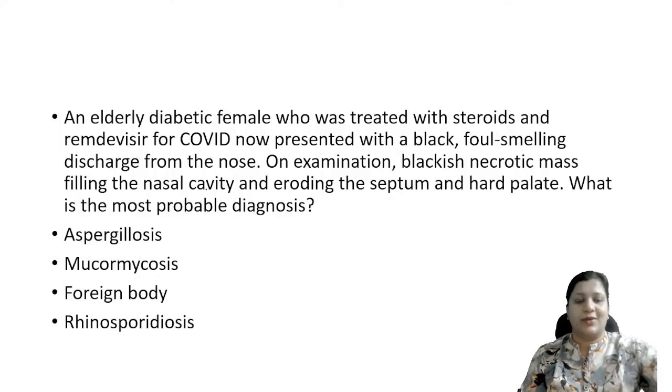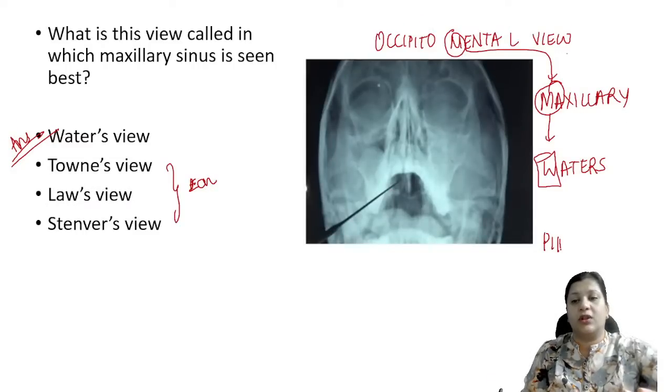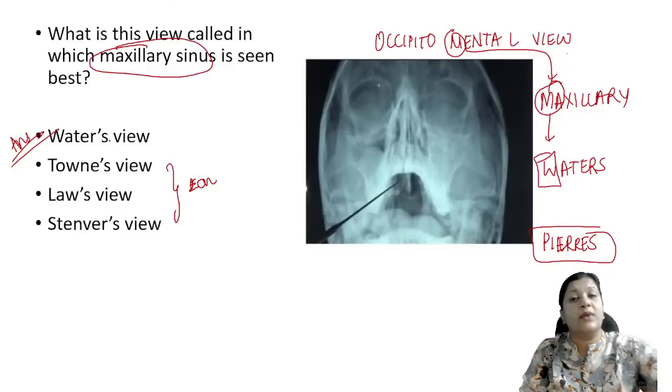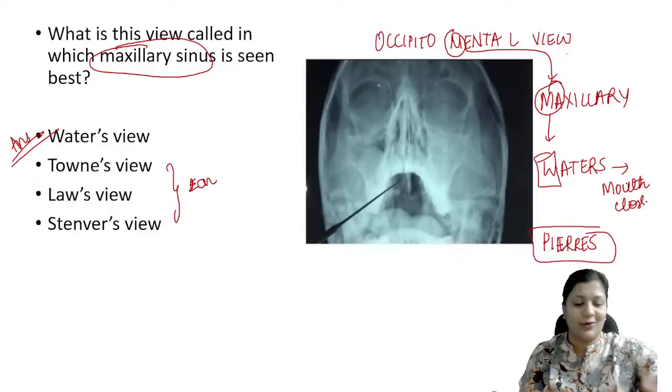Let's go to the next question. Harjit Sharma, open mouth. Now, if the mouth is open like this, then we call it Pierre's view. Typically, we are not talking about Pierre's view because they have asked you this is for maxillary sinus. So that is why the name will be Waters view. In Waters view, the mouth is closed. But in Pierre's view, it's the same occipitomental view, but the mouth is open.